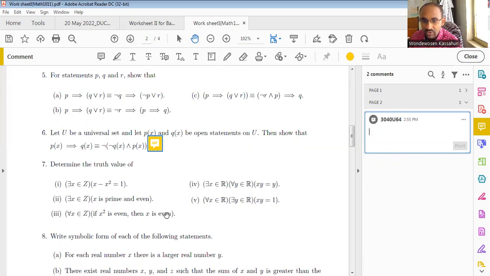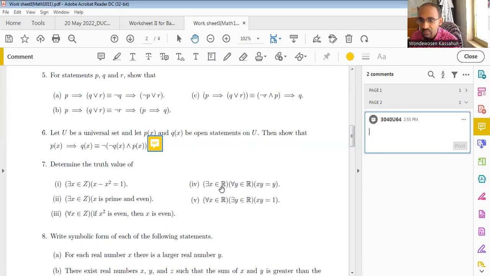In other words, the contrapositive is: if x is not even, then x squared is not even. You can prove that it's true. If the number is not even, that means it's odd, the square is odd. So if the square is not odd, then the number is not odd, which means it's even. Even and odd are disjoint sets. So number 3 is true.